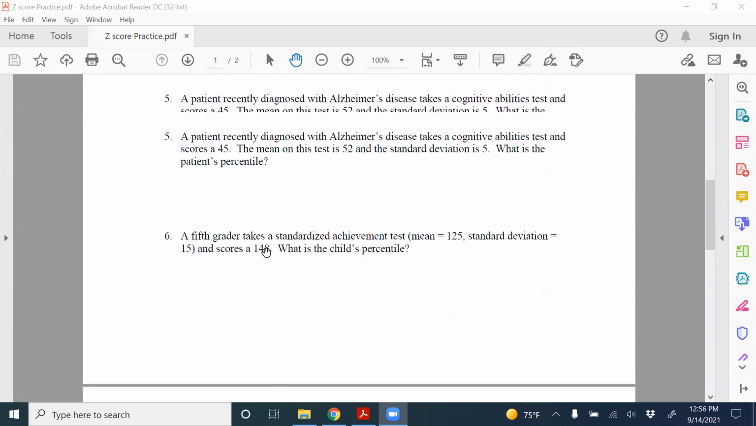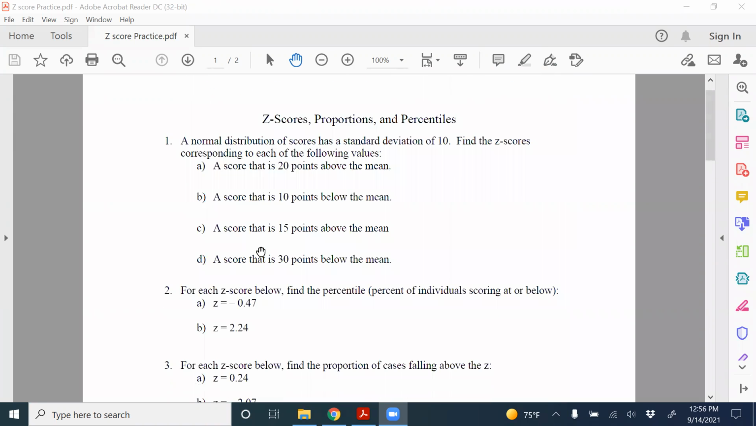I'm going to do a few of these problems with you guys and maybe do one of each type of problem. So we'll start with number 1 here. A normal distribution of scores has a standard deviation of 10. Find the z-scores corresponding to each of the following values.